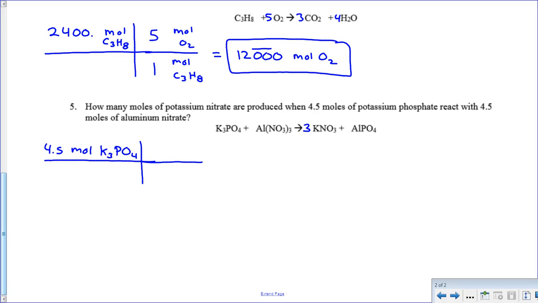So then we need to get out of moles of K3PO4, and it's asking for moles of potassium nitrate, which is KNO3. Looking at the coefficients, there is 1 mole of K3PO4 for every 3 moles of KNO3. Again, if it's in front of the substance in the balanced chemical equation, it's in front of it in that mole ratio, so we're just looking at coefficients there. And we end up with 4.5 times 3 divided by 1, 2 sig figs in our answer, so we get 14 moles of KNO3.